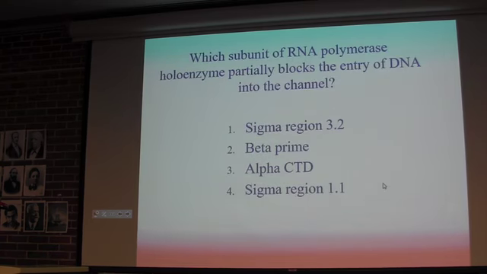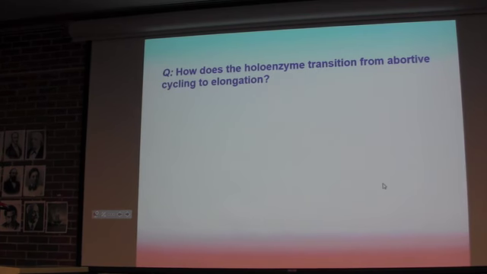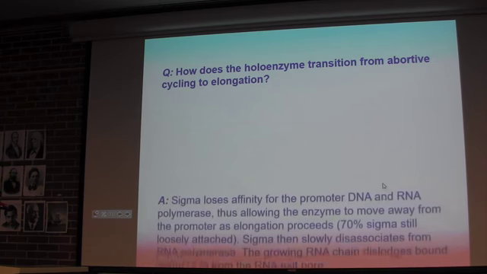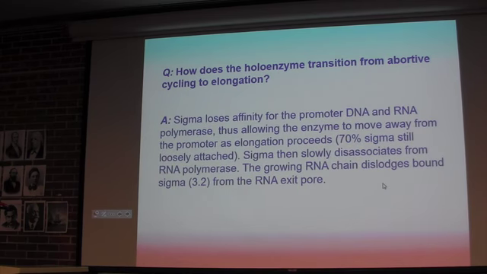Which subunit of the polymerase holoenzyme partially blocks the entry of DNA into the channel? Sigma's there twice. Sigma region 1.1, not 3.2. How does the holoenzyme transition from abortive cycling to elongation? Domain 3.2 is nudged out of the RNA exit pore by contact with the growing nascent transcript. Loses its affinity, and now the polymerase loses affinity for the promoter.